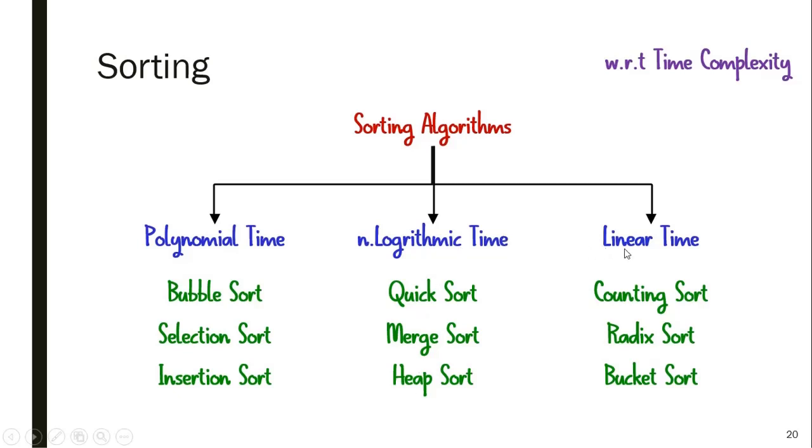There is another category of sorting algorithms with respect to time complexity, and they are called linear time algorithms, linear sorting or order of n sorting. Examples are counting sort, radix sort, and bucket sort. But what I want to say is that these cannot be used on every type of data. Polynomial time algorithms and n log n time algorithms can be used on any type of data, but linear time algorithms are successful when data is limited and in some specific format. However, this is another category.